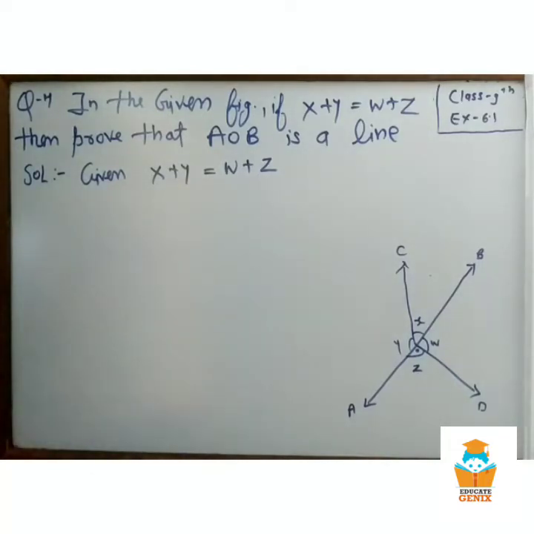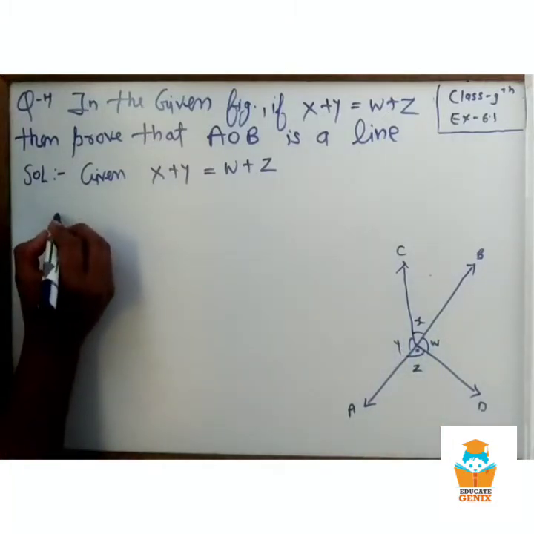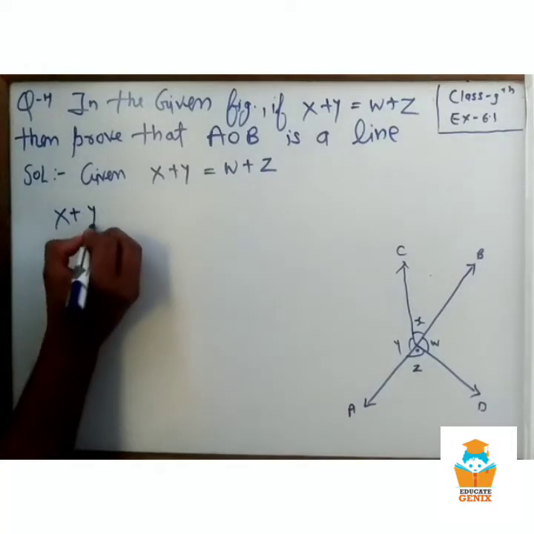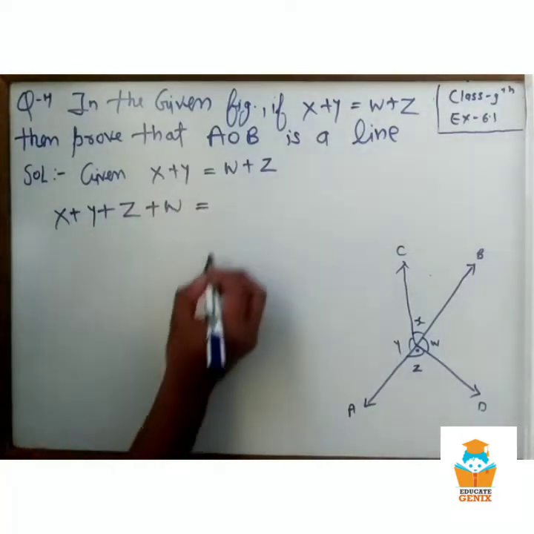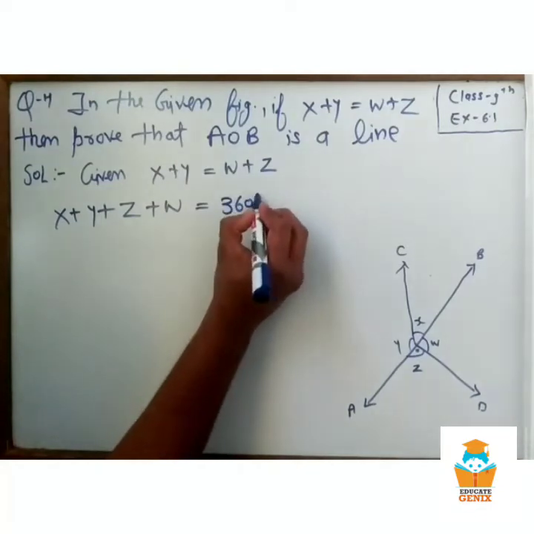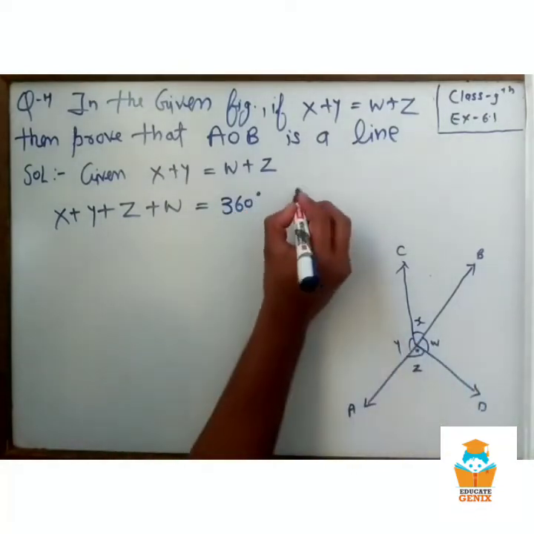We are going to sum all of these angles. So if we sum angle x plus angle y plus angle z plus angle w, as you can see, this is the whole. Therefore x plus y plus z plus w is going to be 360 degree, because it is a complete angle.